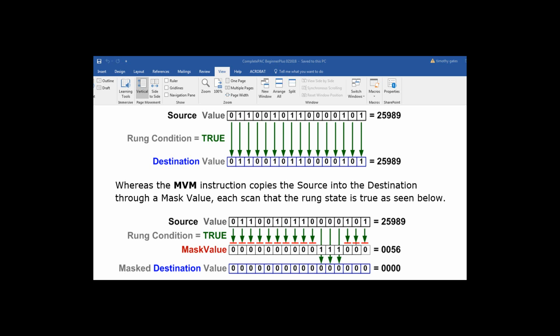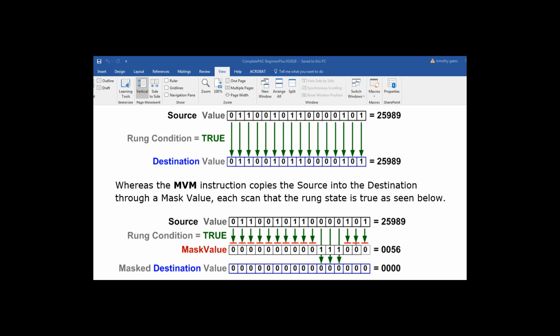Whereas the bottom illustration is a mask move. The easiest way to remember the effect of the mask value is that in any of the 16 positions, or 32 positions if we're talking about a double integer, but in this case we're keeping it simple and showing 16, a simple integer, if there is a 1 in the mask value, then the value from the source will be passed on to the destination regardless of what it is, 0 or 1.